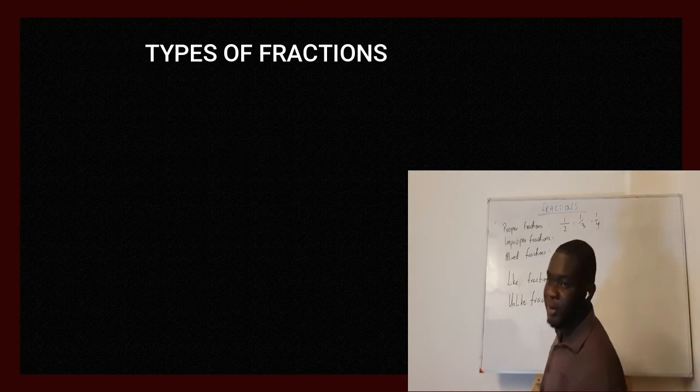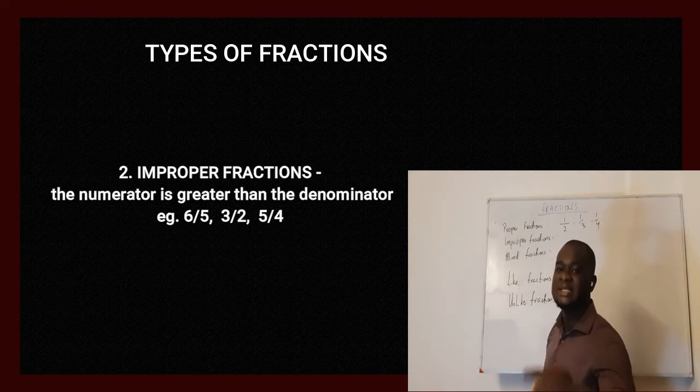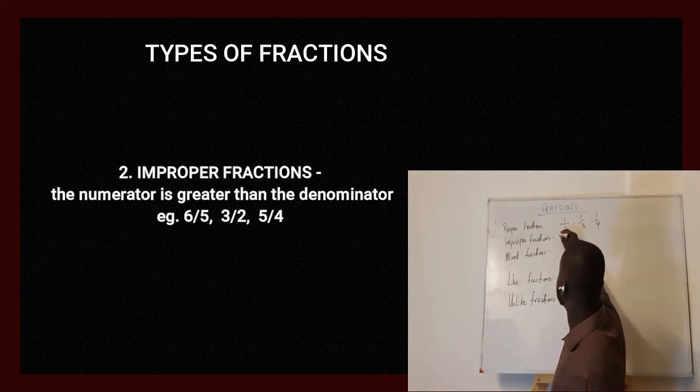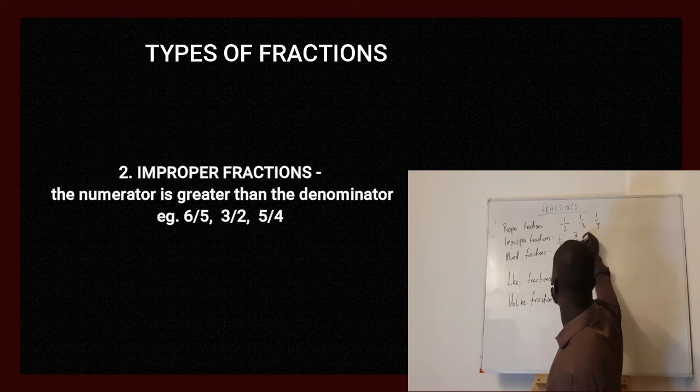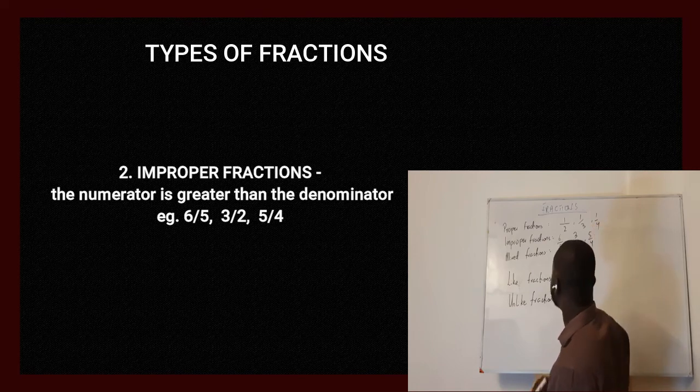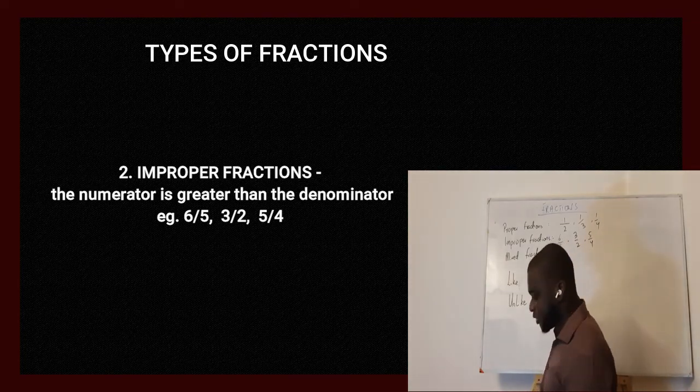And when we talk of improper fractions, it means that the numerator is greater than the denominator. So 6/5, 3/2, 5/4. These are improper fractions.